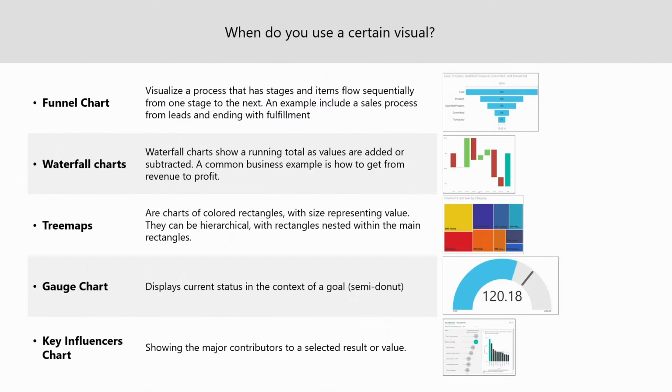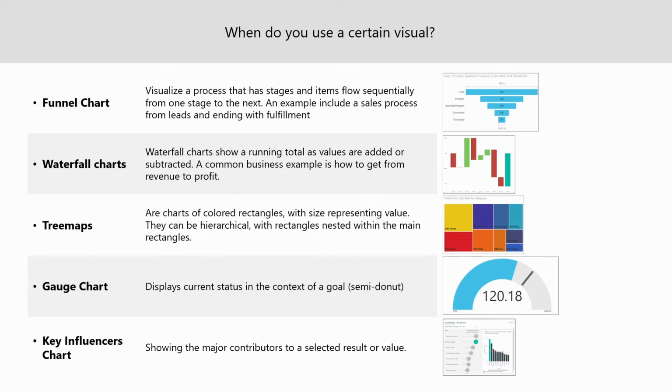Funnel charts are really cool visuals that usually display a process with stages where items flow sequentially from one stage to the next. An example includes a sales process from leads ending with fulfillment. Next up is a waterfall chart, also a very cool visual, often used in a business context to get from revenue to profit or from revenue to EBITDA.